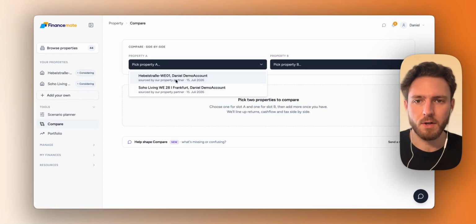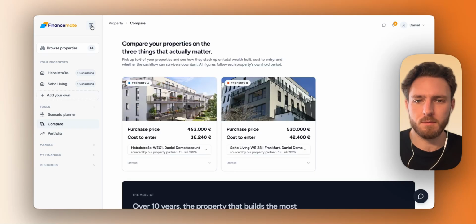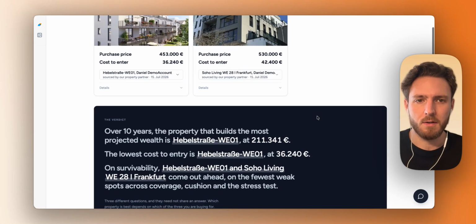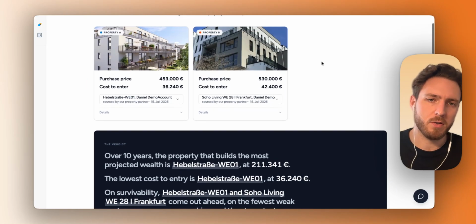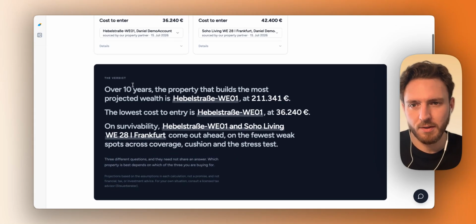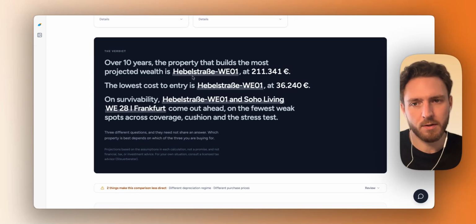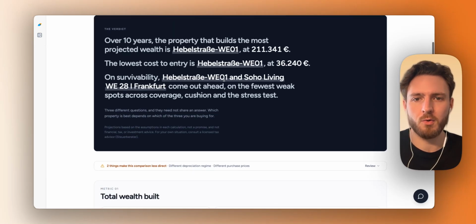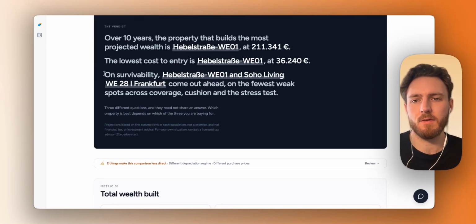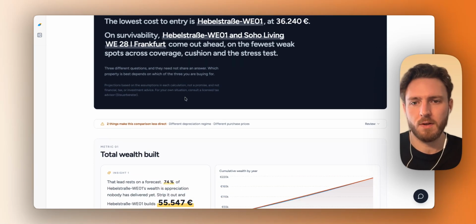Right, so you have property A and property B. I'm going to close this here on the side. And then in theory you could also add more, but right now you only have two in your portfolio, so that's all you can compare. Again, you have this verdict over 10 years, which is the winner, which has the lower entry costs, and on survivability, who would win this.